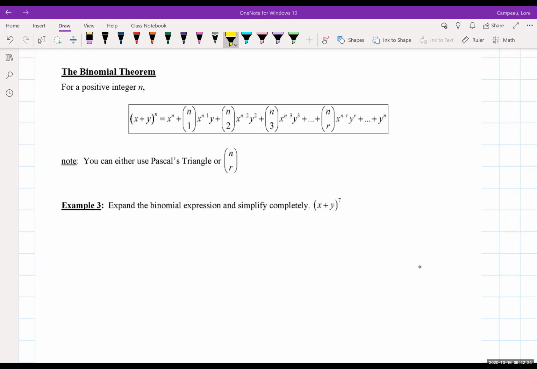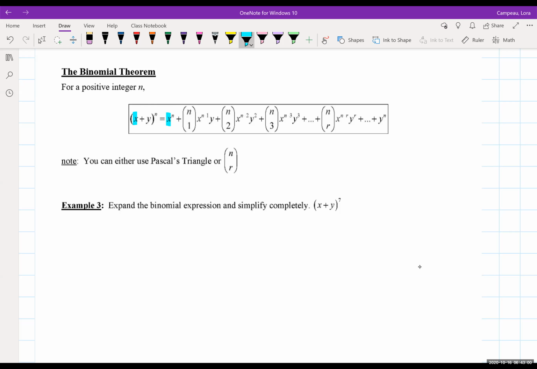So we have finally arrived to talk about the binomial theorem, which is a great and faster way to expand binomials taken to any integer power. If you notice the pattern, we always start off with the first term of the binomial. So this x, we look at it, it is involved in all of the terms.